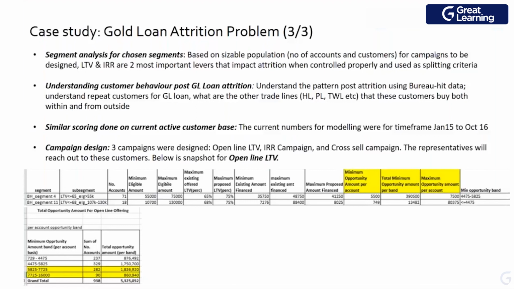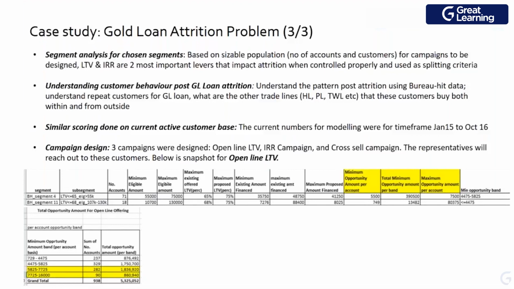And the third is the cross-sell campaign, because I earlier told you that some of these customers go and buy other trade lines, a home loan or a personal loan. So there could be a cross-sell campaign for customers who will respond to it. Once we have designed each of these 3 campaigns, the representatives will reach out to these customers, understand what can be done, and try to reduce the attrition. So I've given a snapshot of how we came up with the campaigns for each of these 3.